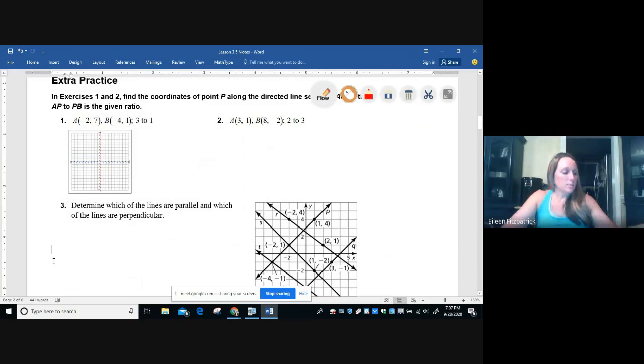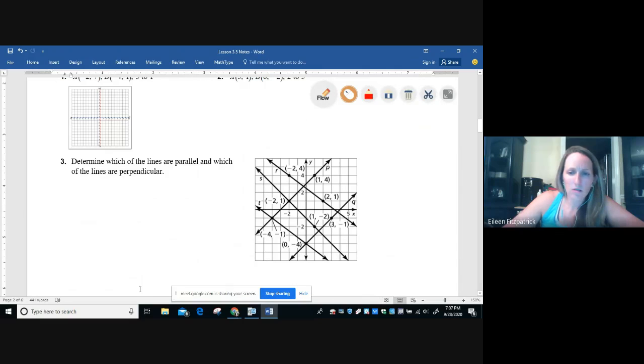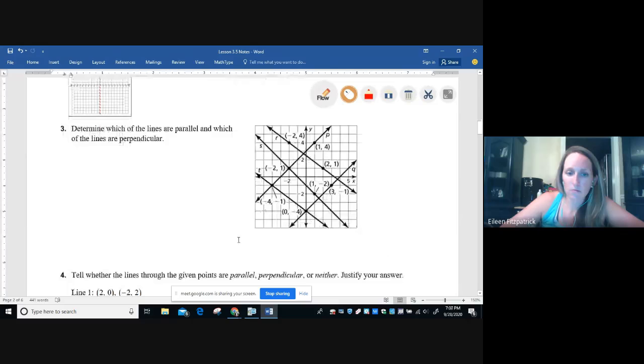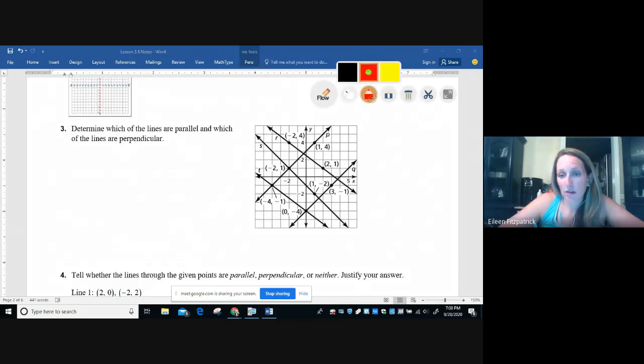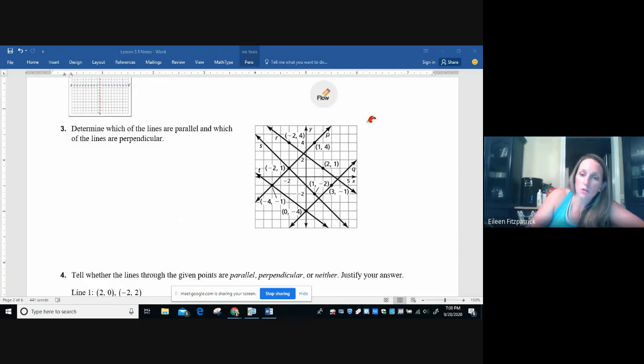All right, so the next problem says determine which of the lines are parallel, which of the lines are perpendicular. Well, what's important when determining if lines are parallel versus perpendicular? I mean, there's no boxes to show right angles, there's no arrows to show parallel lines. How do you determine parallel and perpendicular lines? You look for their slope, right? We want to know the slope of all the lines. Now it's going to save you time in the long run to find the slope of all the lines.